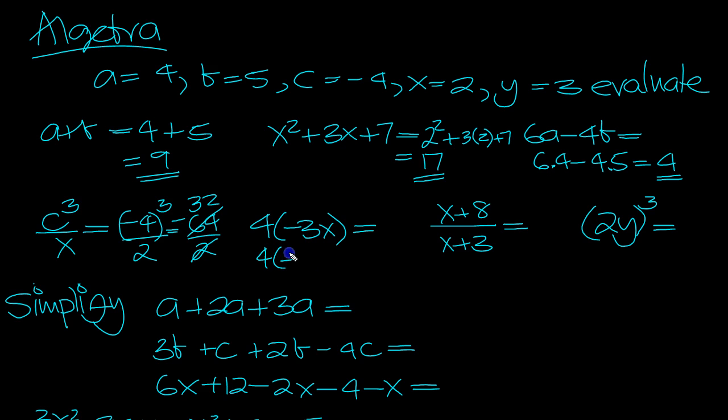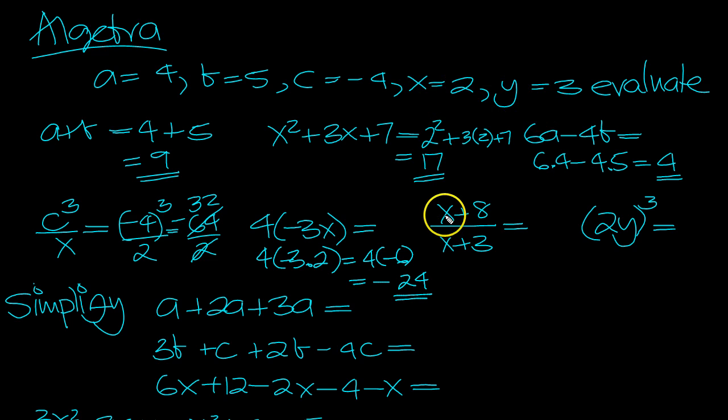This one here, 4 lots of minus 3 times x, x is 2. So that's 4 lots of minus 6. 4 6s are 24. Plus times a minus, because 4 on its own means plus 4. So it's plus times a minus is a minus. 4 6s are 24.